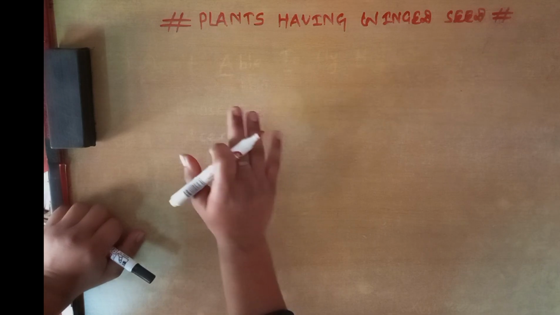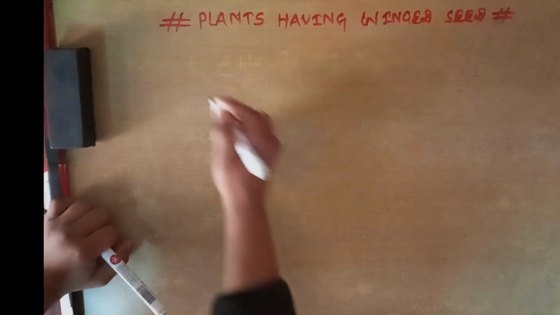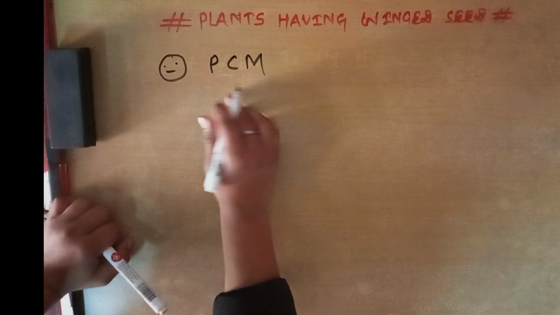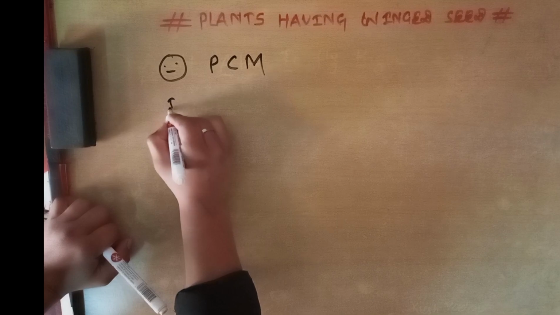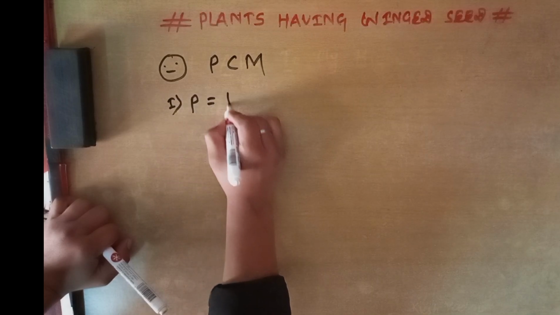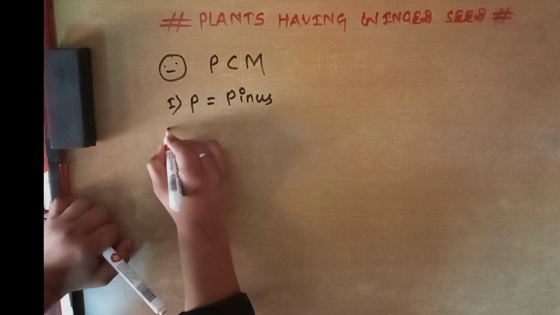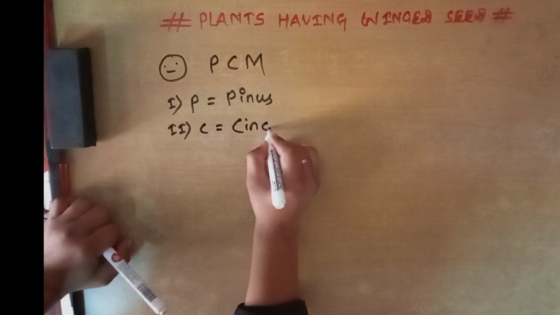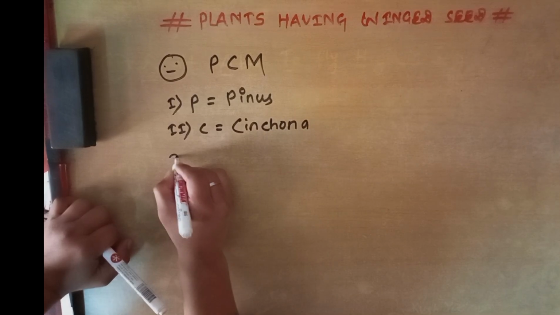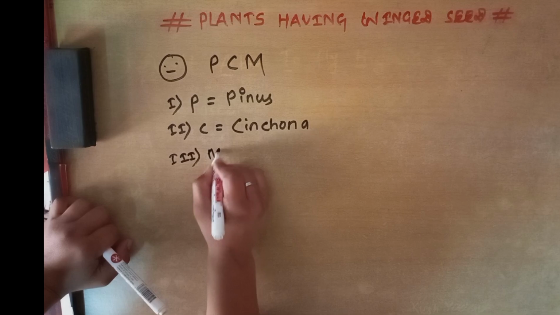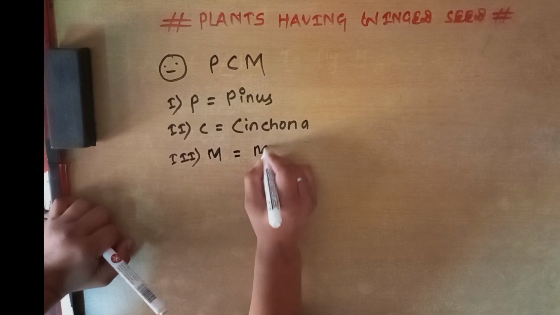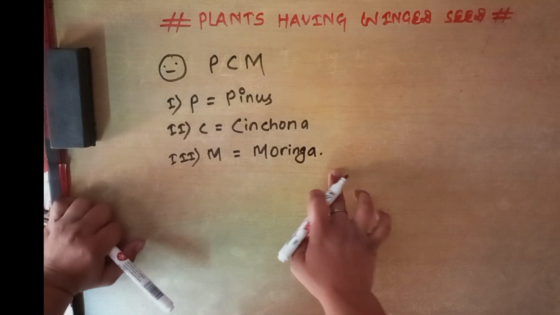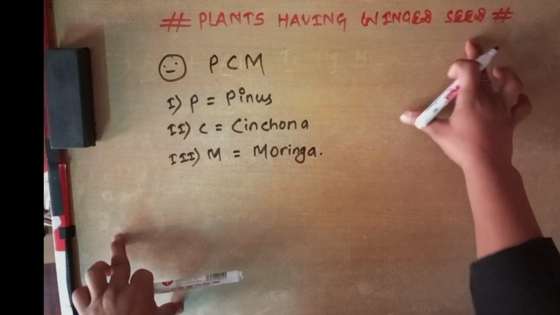So now let's move into the trick. So the trick is PCM, physics chemistry math, PCM. So in first we have P, so P means Pinus. In second we have C, means Cinchona tree, and in third we have M, means Moringa. So these three are important, and these three are plants having winged seed.